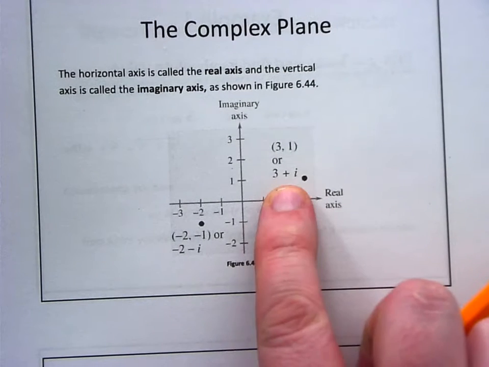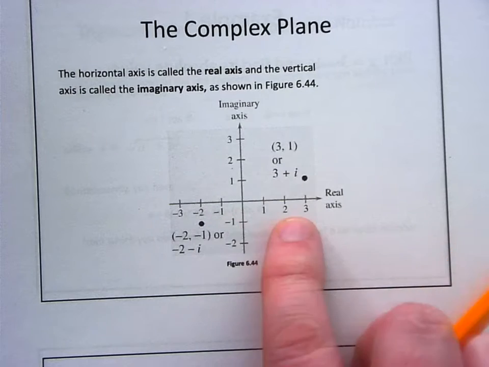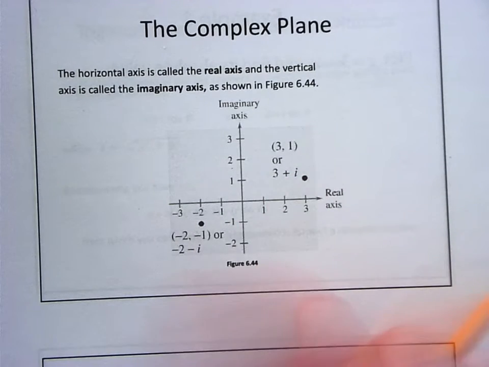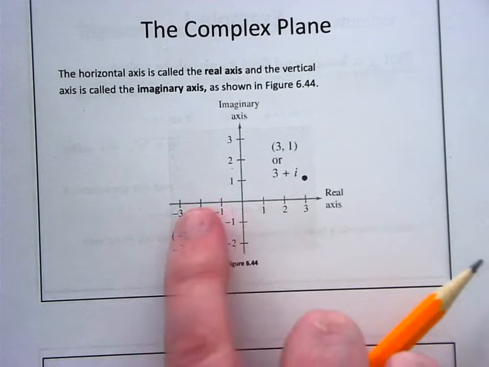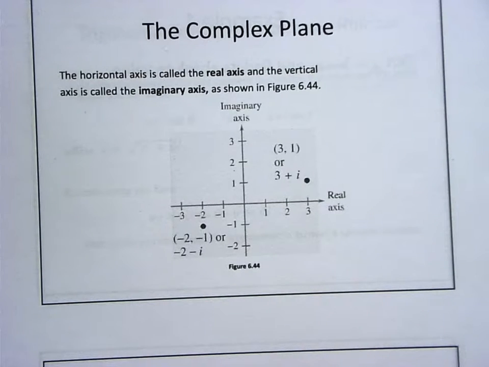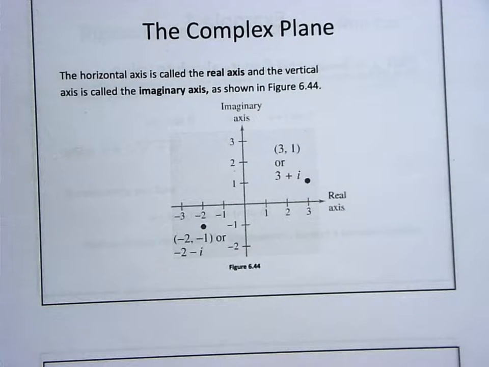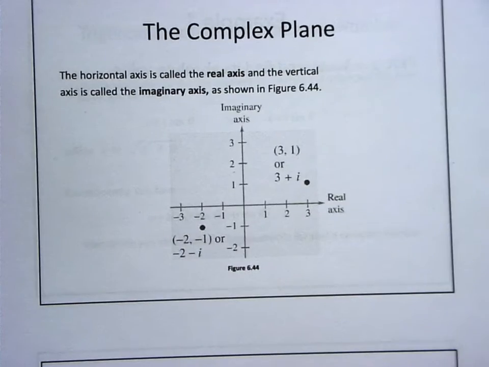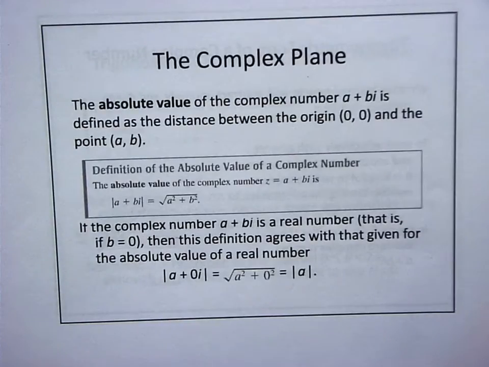So if I have 3 plus i, what that means is I'm going to go over 3, up 1. If I have negative 2 minus i, I'm going to go left 2, down 1. So whatever the coefficient on the i, that's your vertical. Whatever the constant by itself is, that's your horizontal. What that allows me to do then is to look at it as where that point is in relation to the origin.